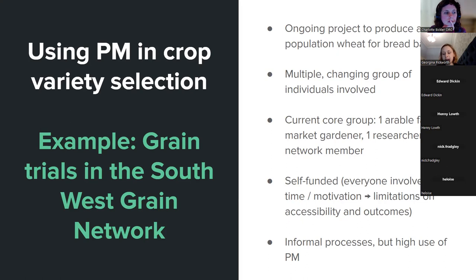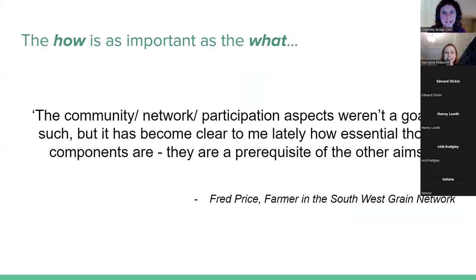As this quote will highlight, those participatory methods weren't planned, but they've turned out to be a very important aspect of the project. So this is Fred, the farmer who is leading this project, really. And he says the community or network or participation at work aspects weren't a goal as such, but it's become clear to me lately how essential those components are. They are a prerequisite of all the other aims.